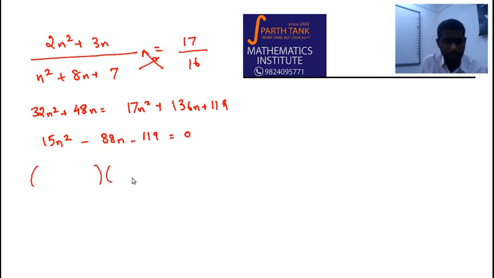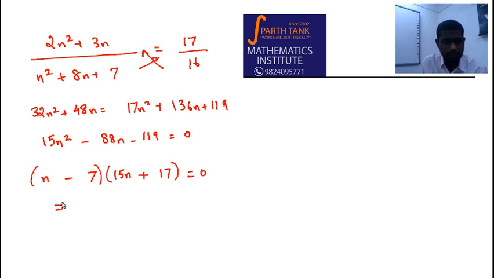Now this is quite simple to factorize because 119 has only two factors, 7 and 17, and then we need a minus 88. So 15 and 1 help in this, so you get a minus and a plus. This gives minus 105n plus 17n, which is minus 88n.